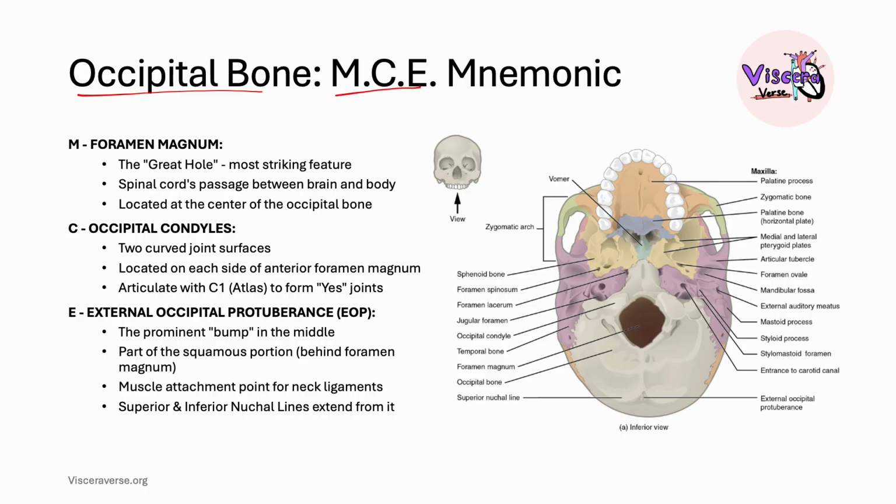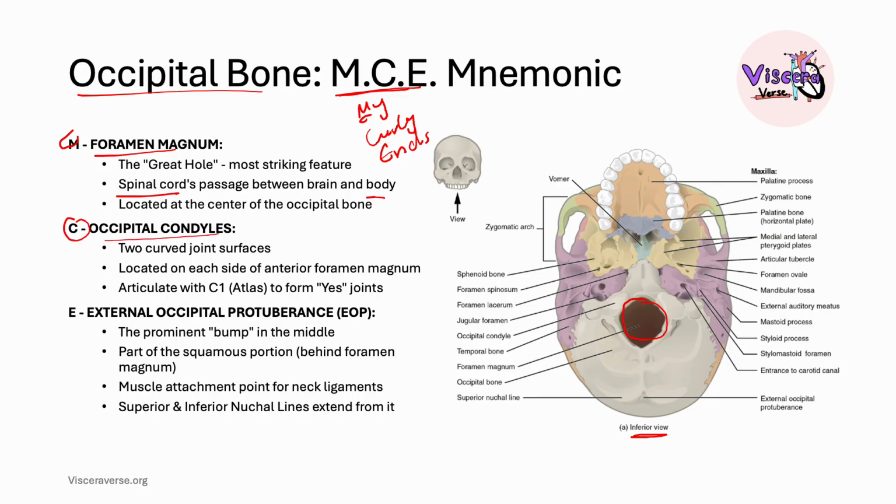The M.C.E. mnemonic is my way of remembering this, and that stands for my curly hair, because it is, ends. Alright, so M stands for the foramen magnum that we discussed in the previous slide. It's a hole in the middle of your occipital bone. You can see it when you're looking at the inferior view of your skull. And again, this is important because it creates the passage of your spinal cord from your brain to the body.